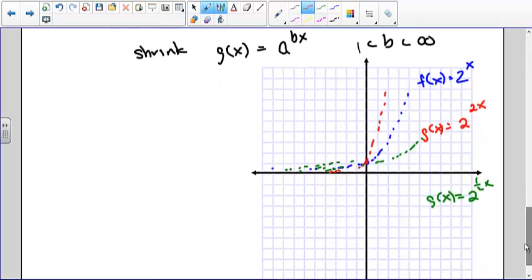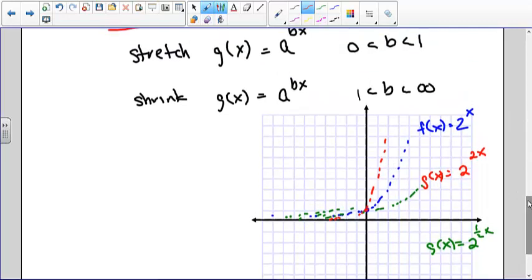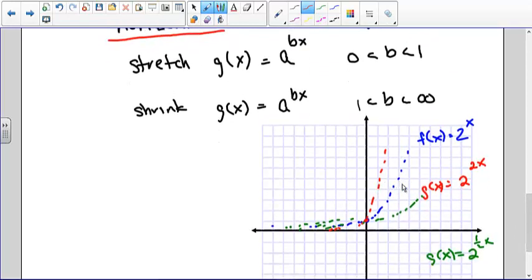So here's an example. The blue curve is the parent curve, which is 2 to the x. If you multiply the exponent by 2, this goes to this red curve. And because this b here is between 1 and infinity, it shrinks it in the horizontal direction, so it pushes it this way. If this was equal to 1/2, which would put you up here, it stretches it in the horizontal direction.